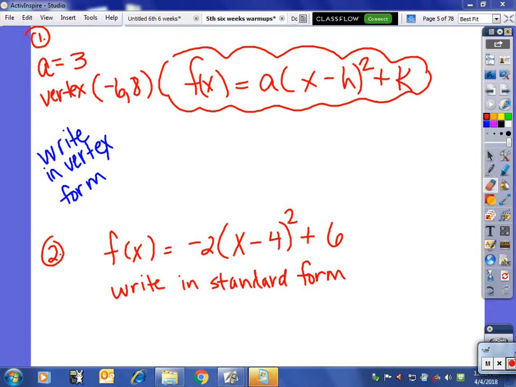Okay, on Monday, I introduced you guys to this format. Remember the vertex form?